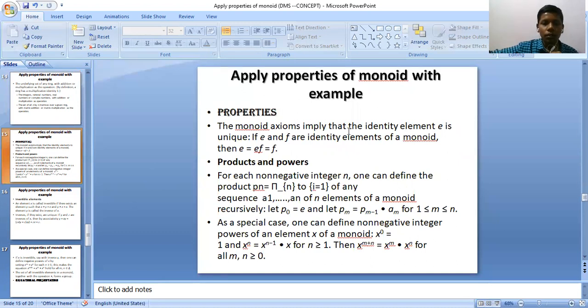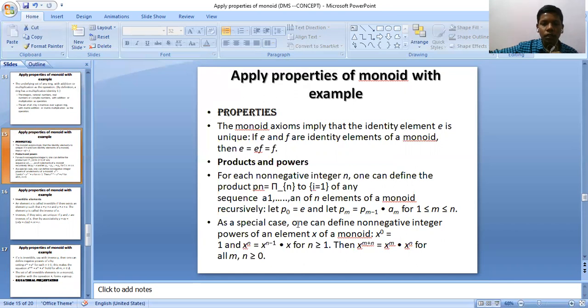Properties. The monoid axioms imply that the identity element E is unique: if E and F are identity elements of a monoid, then E equals EF equals F. Products and powers. For each non-negative integer n, one can define the product Pn equal to the product from i equal to 1 to n of any sequence A1 up to An of n elements of a monoid. Recursively, let P0 equal E and let Pm equal Pm minus 1 dot Am for 1 less than or equal to m less than or equal to n.